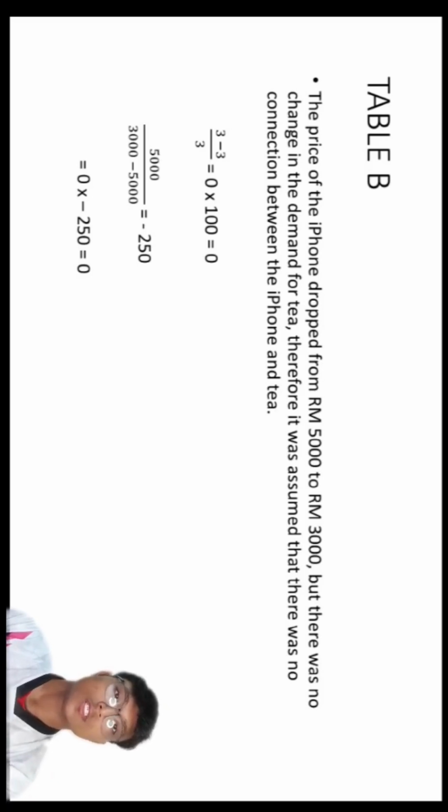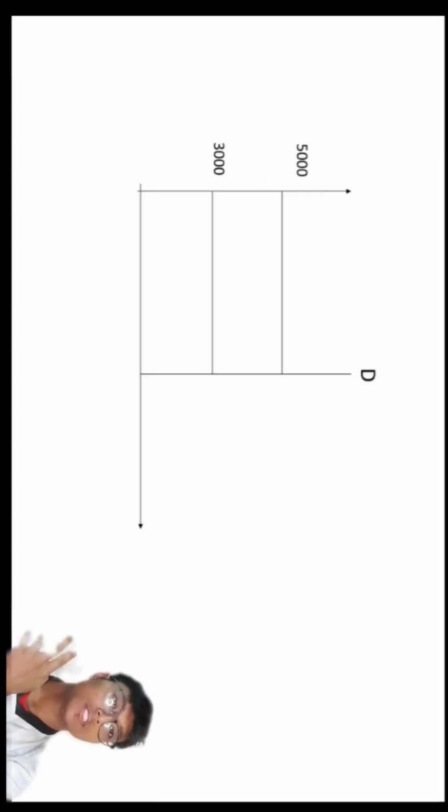Next calculation, 5,000 ringgit divided by 3,000 ringgit minus 5,000 ringgit equals negative 250. And lastly, 0 multiplied by negative 250 equals 0. So that is for the calculation. This is the graph for table B for the iPhone and tea, as you can see on the slide. That's all for me.